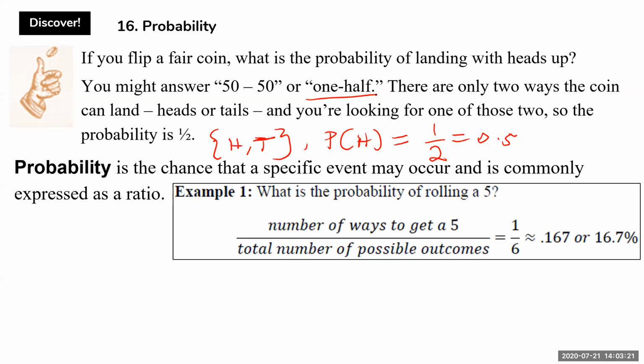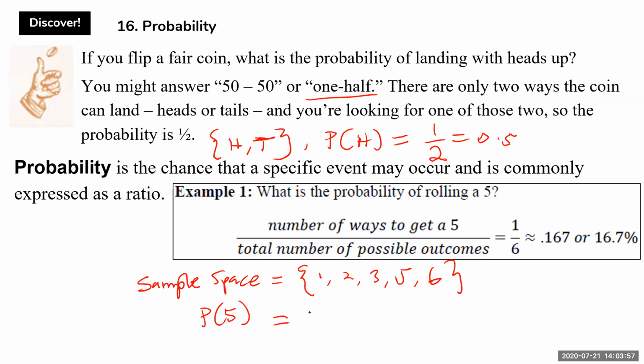Now here, what is the probability of rolling a 5? So if you're talking about a die, okay, you all know what a die is, don't you? Right. So we look at what we call the sample space, or the possible outcomes. So if I have a die, the sample space for a die, I can either get 1, 2, 3, 4, 5, and 6. So the probability of landing a 5, so P of 5 is what? 1 out of 6. 1, 2, 3, 4, 5, 6, right? And that is the probability right there.